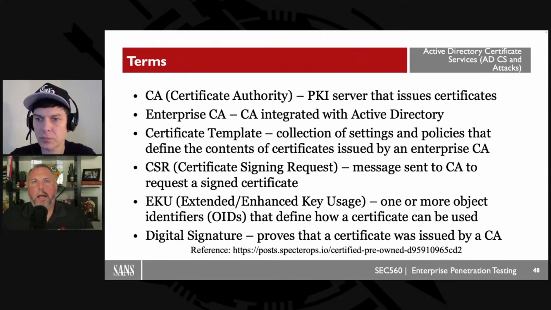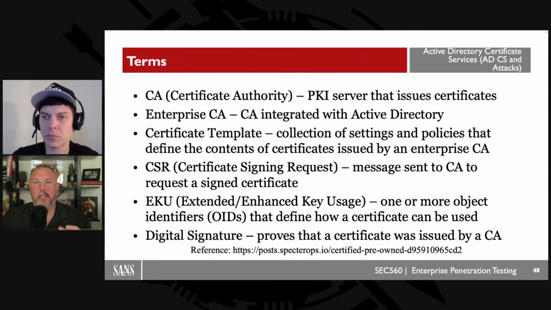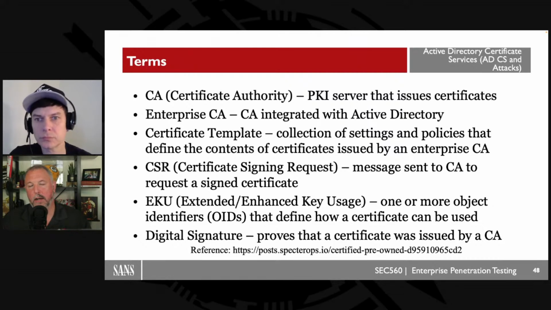We're going to talk a little bit about the EKU here, the extended key usage, which we also see referred to as the enhanced key usage. It's an OID, a numeric identifier that describes how this certificate can be used. Can it be used for authentication? Can it be used for encryption? So we'll see some of those EKUs. The reason we need to dig into that is we see issues with incorrect settings related to that EKU. Digital signature, we talked about that before, right?